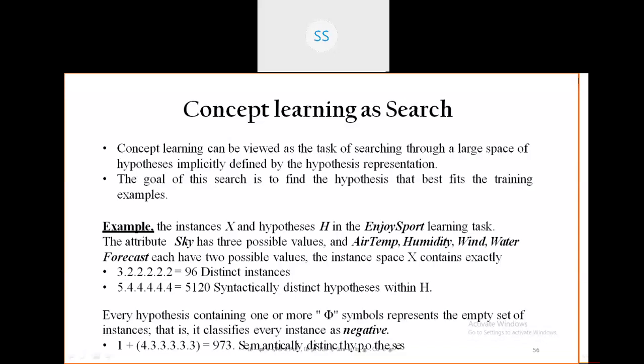And for these 96 distinct instances, I can have 5120 distinct hypotheses, 5120 different syntaxes. Why is it 5 here? Can anyone tell me? Why is it 4?